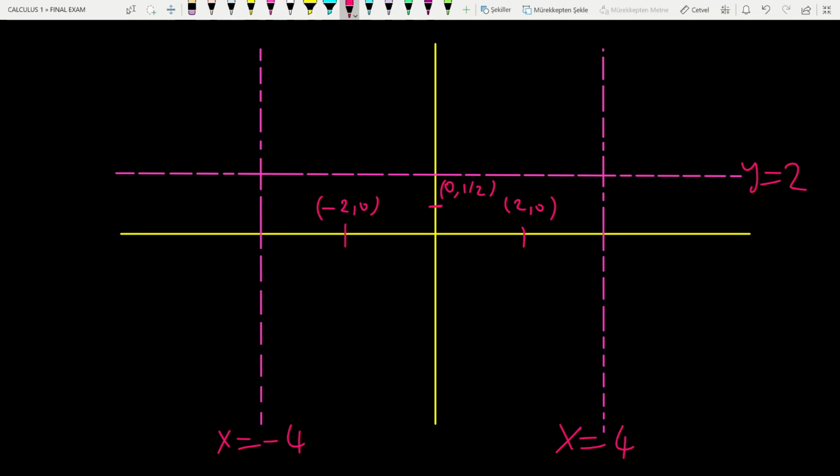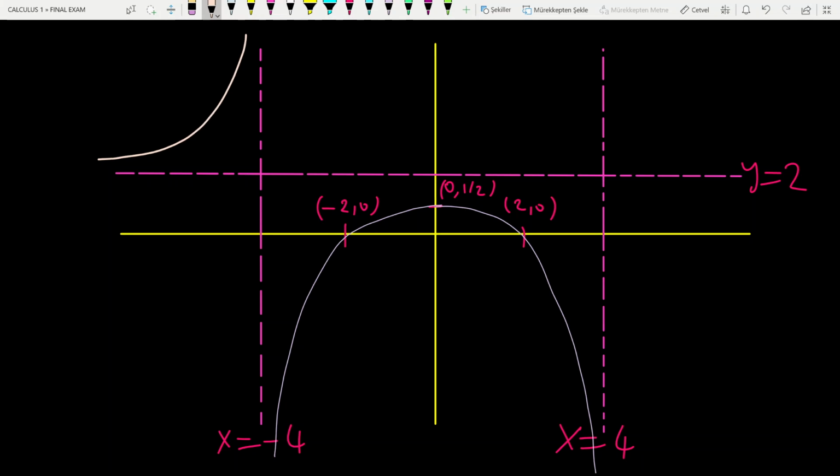And the function must pass through these points, and using the concavity information and the increasing decreasing interval information, we see that we have something like this for this piece of the graph. Let's continue. From minus infinity to minus 4, using concavity information, we have something like this. From 4 to infinity, again, using the information given in the table, we have something like this. This is the graph of the function. This is all for the time being.